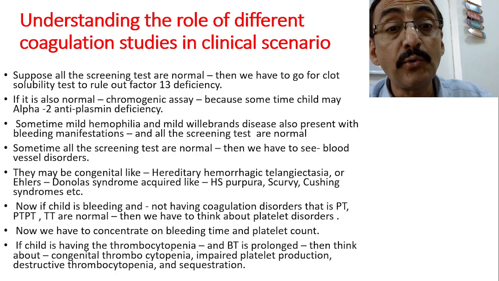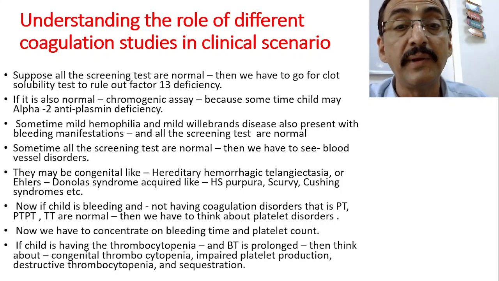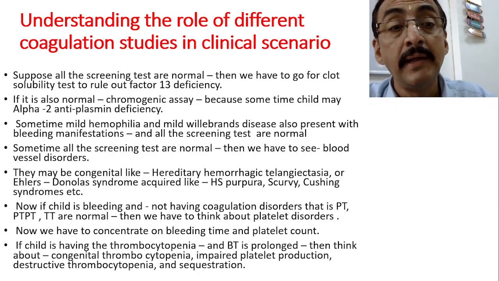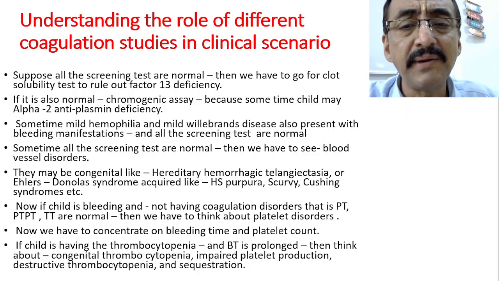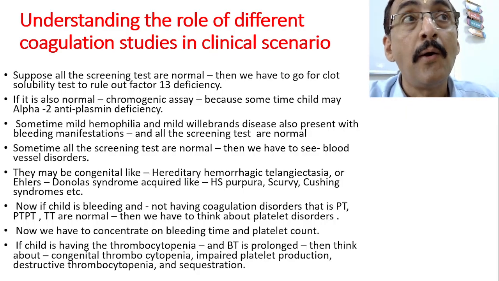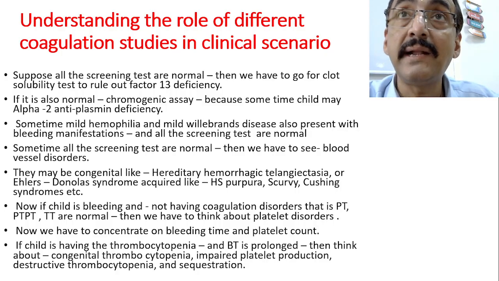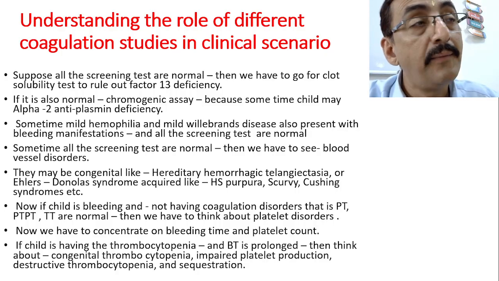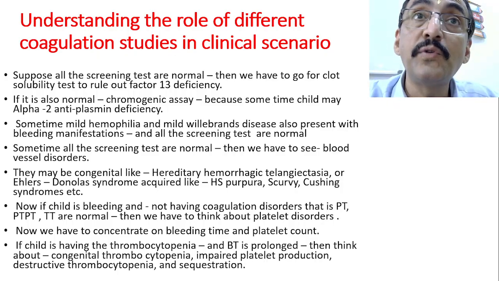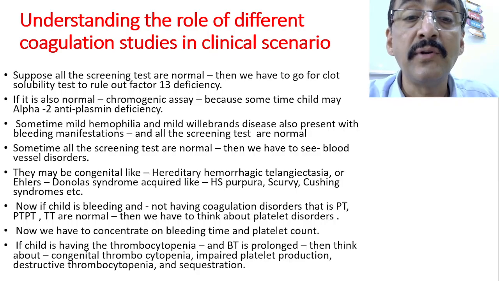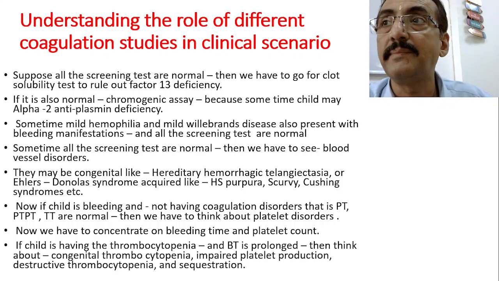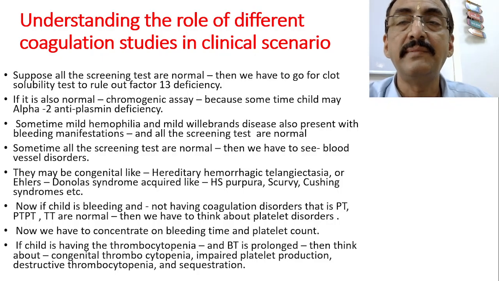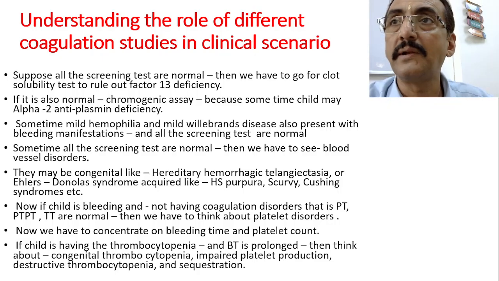If the child has thrombocytopenia, which is very common in children, and if the bleeding time is prolonged, then think about congenital thrombocytopenia, or sometimes idiopathic thrombocytopenia. Or you have to also think about impaired platelet production, destructive thrombocytopenia, and sequestration. See, these are the possibilities when all the clotting factors, extrinsic pathway, intrinsic pathway, everything is normal, but still the child is bleeding. Okay, we have ruled out so many other congenital problems also.